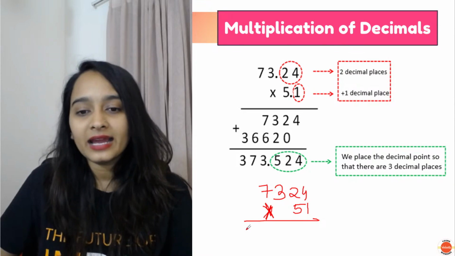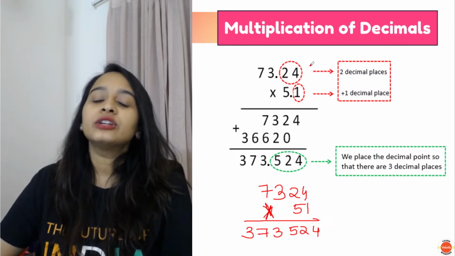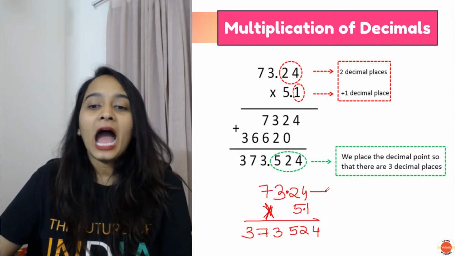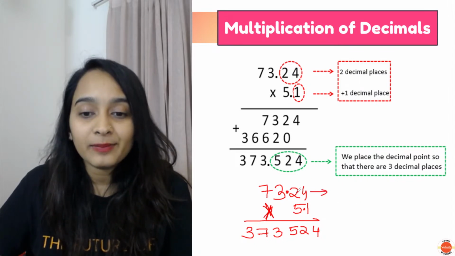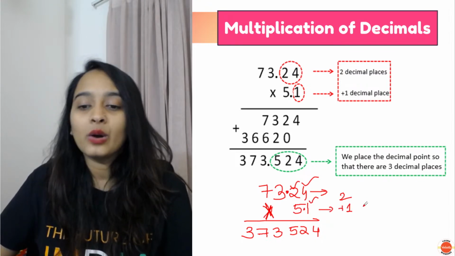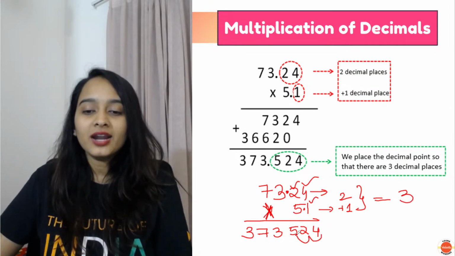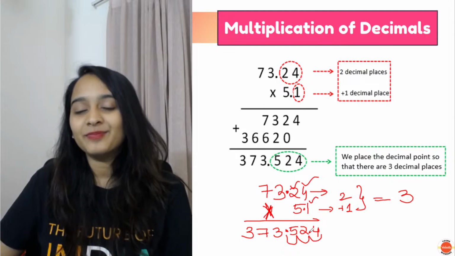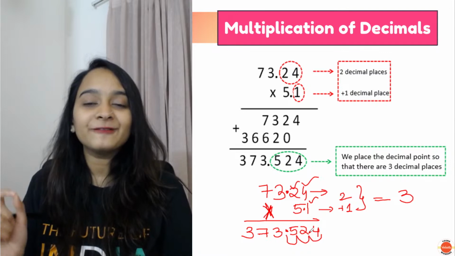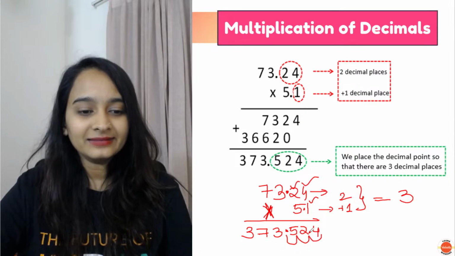So whatever answer comes, here it is 737524. Okay? Then put your decimal point. How many digits are there after the decimal point? 2. How many digits are there after the decimal point? 1. So totally it is 3. So move 1, 2, 3 and place a point. So the answer is 373.524. Okay? Okay everybody?